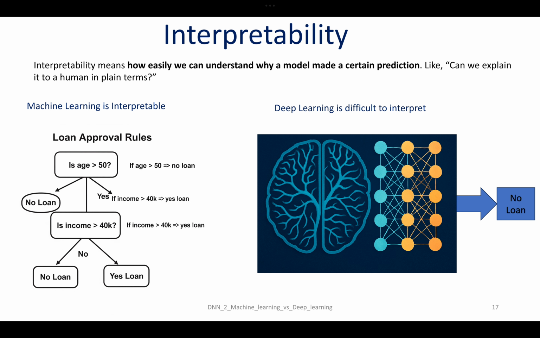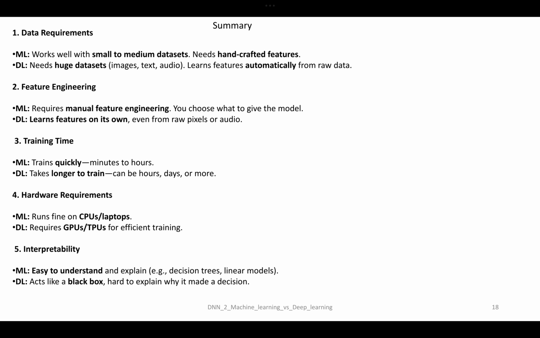So to summarize everything we have learned today, the first thing is the data requirements. Machine learning works well with small to medium data sets. There's no need for handcrafted features. Whereas deep learning needs huge data sets and learns features automatically from raw data. Then we have feature engineering. Machine learning requires manual feature engineering. You have to choose what to give the model. Whereas deep learning learns the features on its own, even from raw pixels or audio.